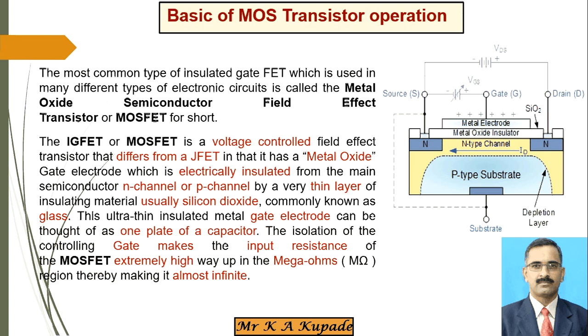The isolation of this controlling gate makes the input resistance of the MOSFET extremely high, in terms of mega ohms, and that region has almost infinite resistance. See, this gate terminal, which has the metal oxide insulator made of the glass type material, and the electrode can be considered one plate of a capacitor.